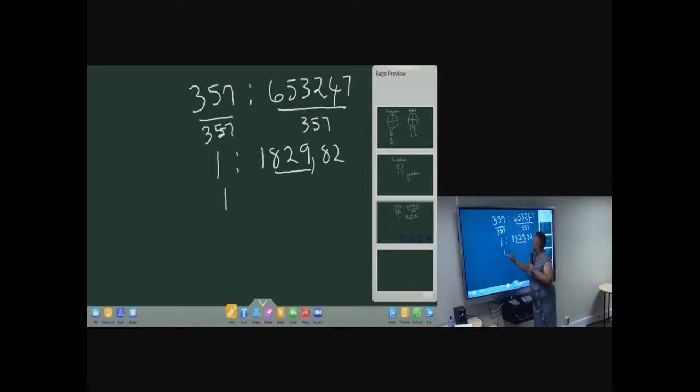So now when you are rounding, it will be 1 is to 2,000 because we have got 829, which is more than 500. Normally, scale is in the form of a unit ratio, 1 to a million. Let's make an example where you do a calculation.